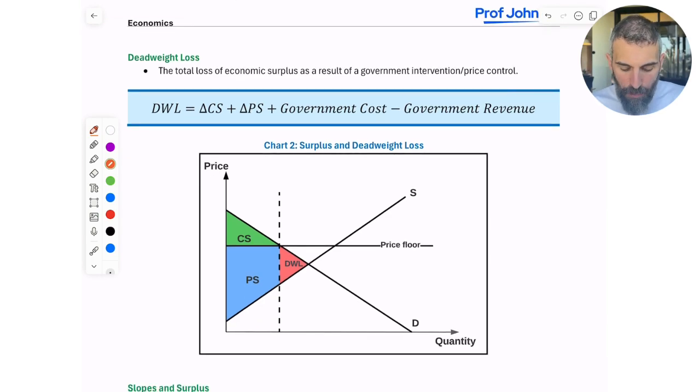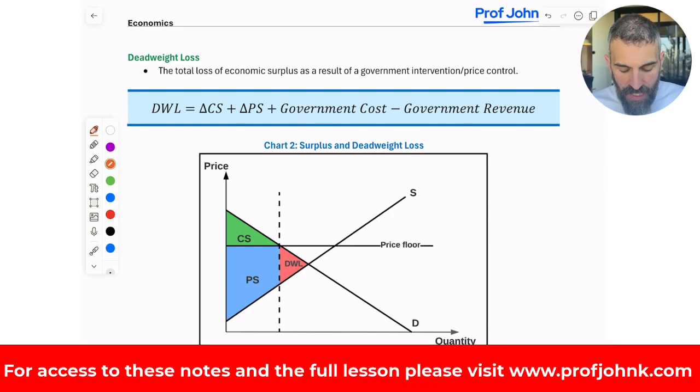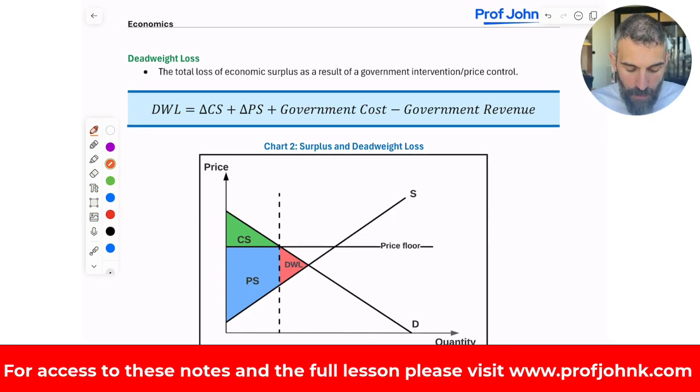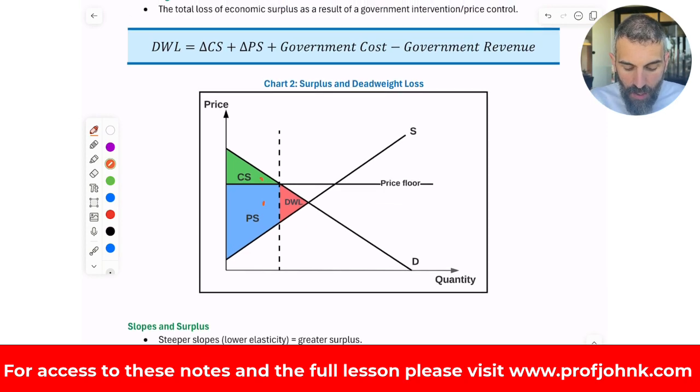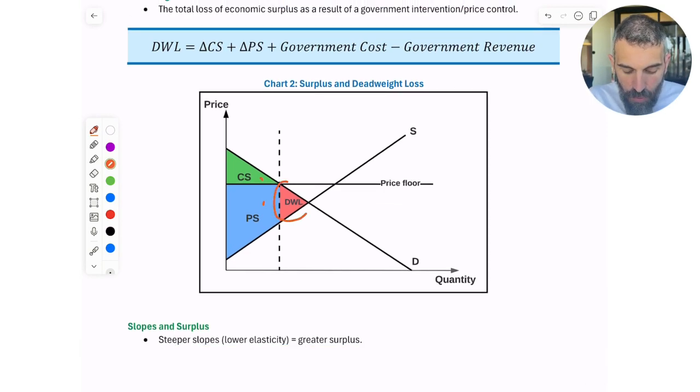So I've given you an example here of a price floor. We'll get into the details of a price floor in a second. But you see here that when the government imposed this price floor, the consumer surplus and producer surplus changed. They went from being this to being this. Well, this red portion was completely lost, completely eliminated. It was part of the economic surplus at equilibrium. It is no longer part of the economic surplus now, so we call that a deadweight loss.